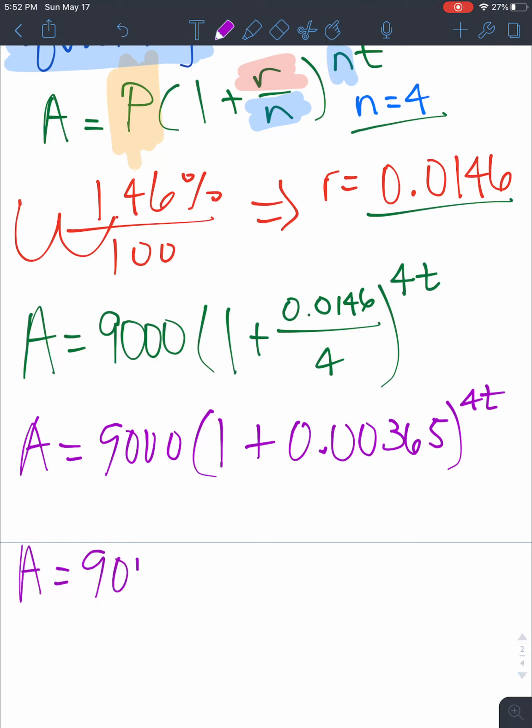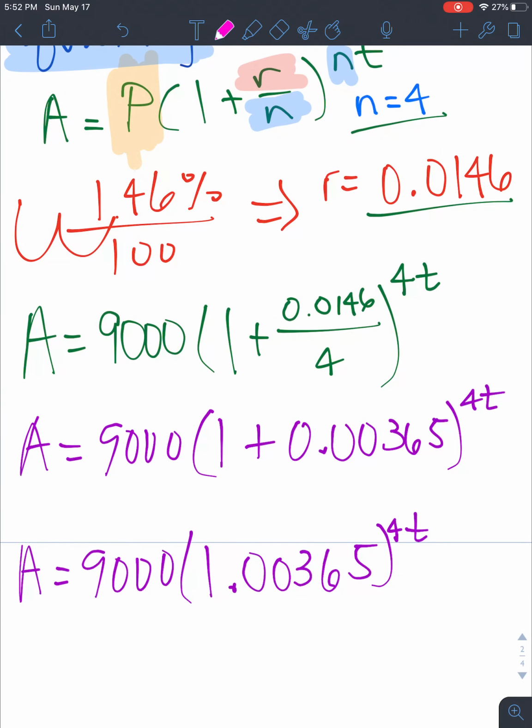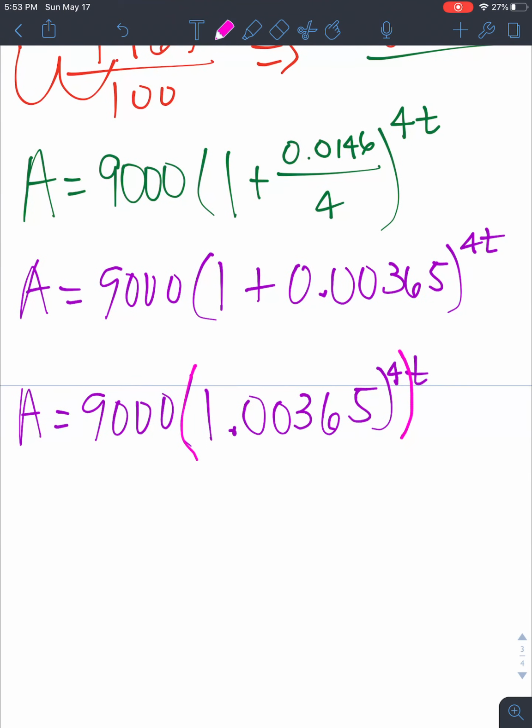So I'm going to go ahead and add that 1 in. So then I have 9,000 times 1.00365 to the 4t. But remember, 4t is the same thing as 4 times t, which means I can actually rewrite a new parenthesis set outside my old parenthesis set. And when I do that, then I can evaluate this 1.00365 to the 4th power. And when I evaluate that, then it simplifies it down.